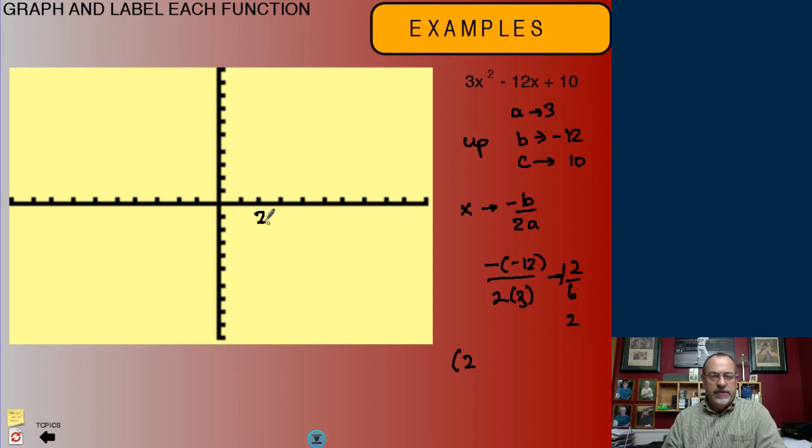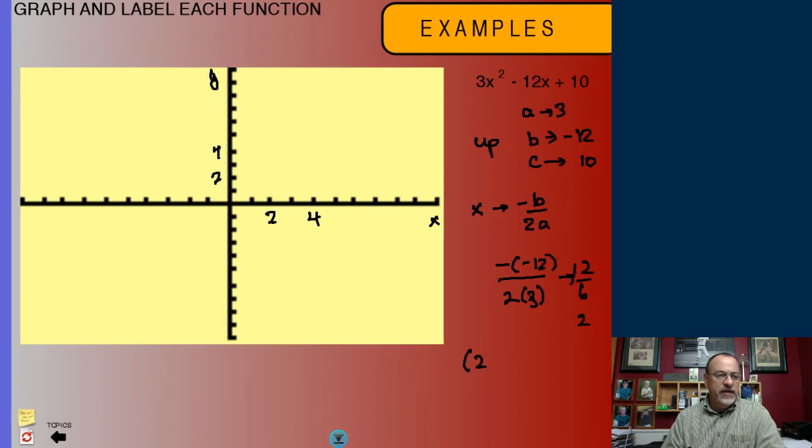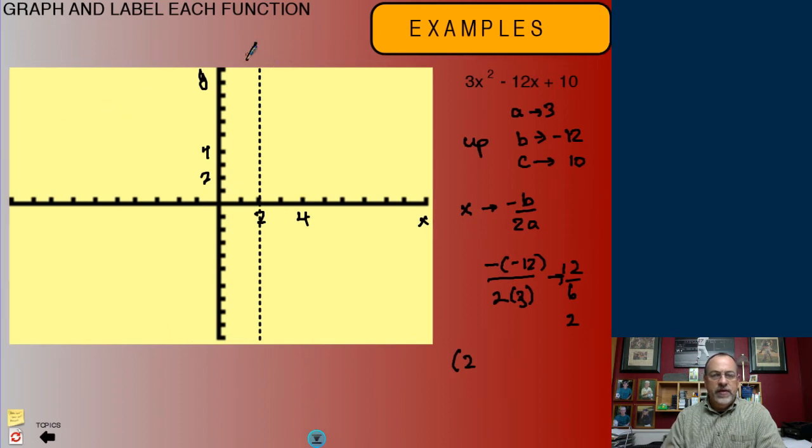So I'm going to put my scale on here, and this is my x-axis, this is my y-axis, 2, 4. And then I have my axis of symmetry is at x equals 2. And I do want you to put these axes of symmetry on your paper. So my axis of symmetry is at x equals 2. And then again, I want to make sure I label that as well. Now the vertex is somewhere along this line. But where? How far up? How far down? I need to know what the y value is.